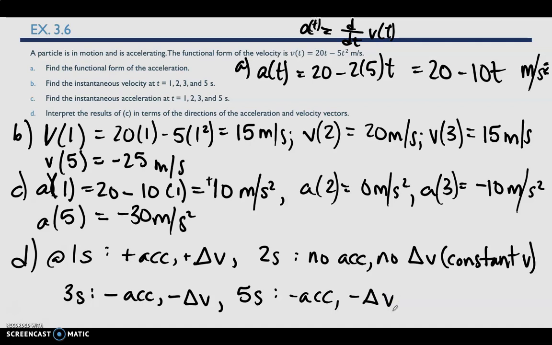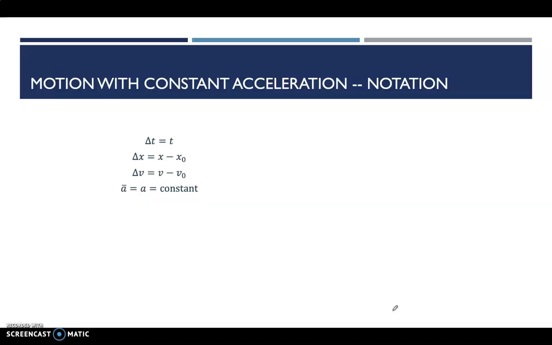All right. So I'm going to go ahead and move on from this example. If you need to spend more time on it, feel free to pause the video, maybe look in your textbook if you want some further information about this problem. All right, so now we want to look at motion with constant acceleration.